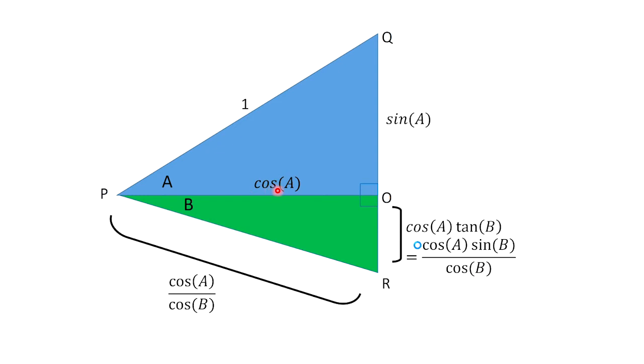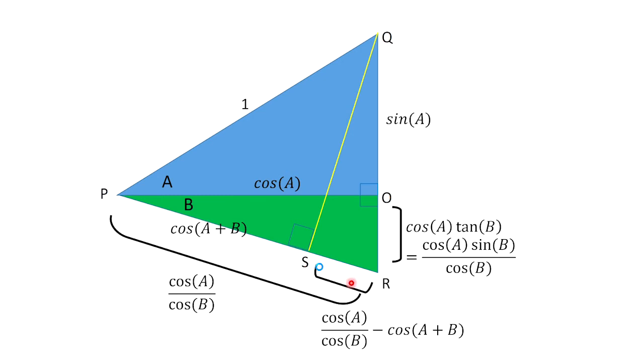Then also based on the cosine A right here and the angle B, we can derive that PR is equal to cosine A divided by cosine B. Now we're going to draw a line QS, which is perpendicular to PR. In other words, this is a right angle. If you draw this line, because this is 1, the length of PS is actually cosine(A plus B), because this angle is A plus B. Now we can also find the length SR, which is the whole thing, PR minus PS, which is cosine A divided by cosine B minus cosine(A plus B).